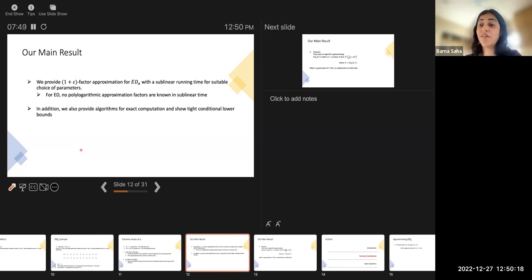So we can do so much better for EDA compared to edit distance. Of course, it depends on the value of a, because if a is equal to 1, we get back normal edit distance. So that's why this is sublinear running time for suitable choice of parameters. But we should remember that irrespective of the choice of parameters for normal edit distance, we don't know how to do that, even close to that. In addition, we also provide algorithms for exact computation and show tight conditional lower bounds for EDA.